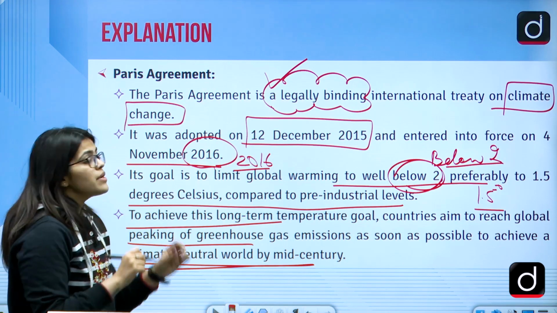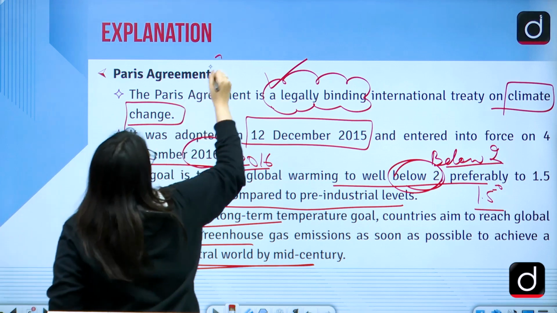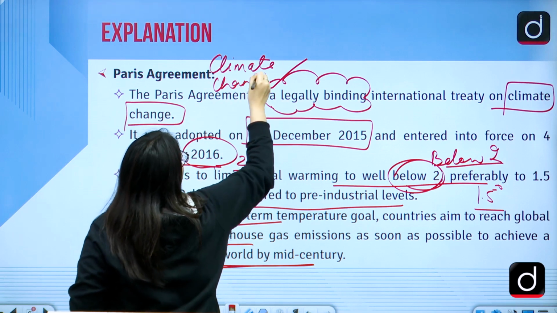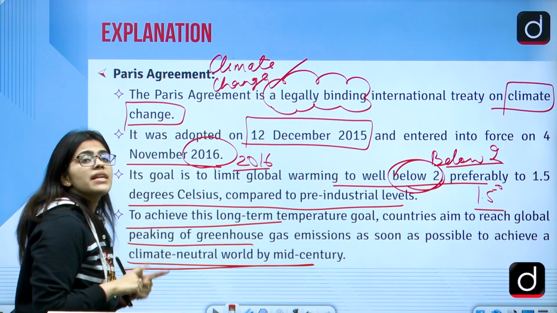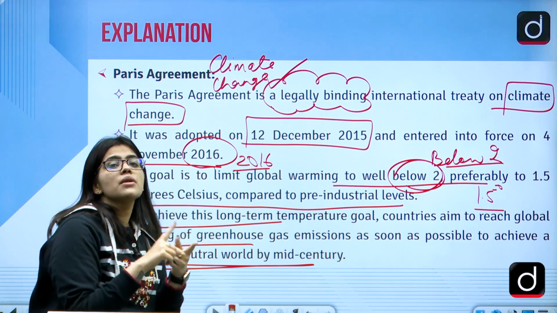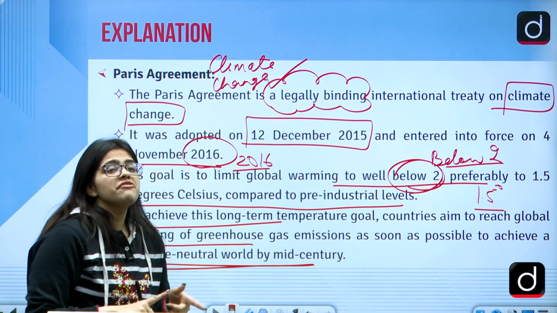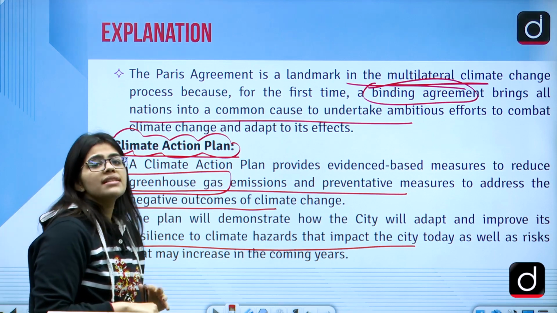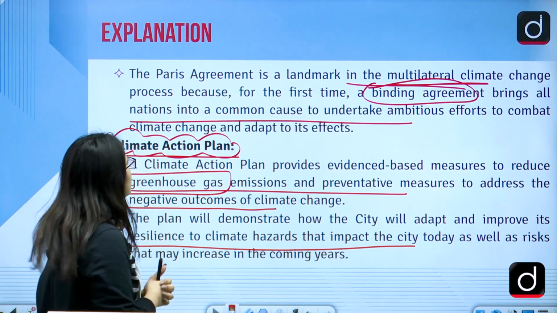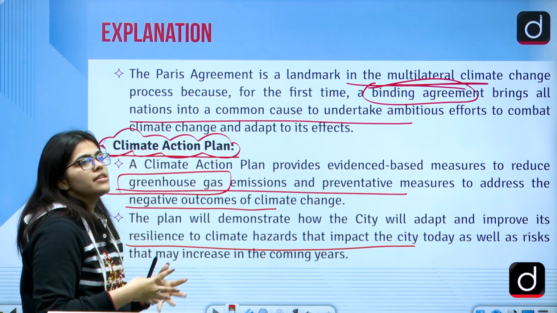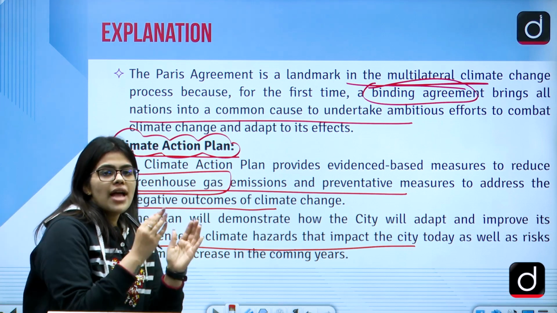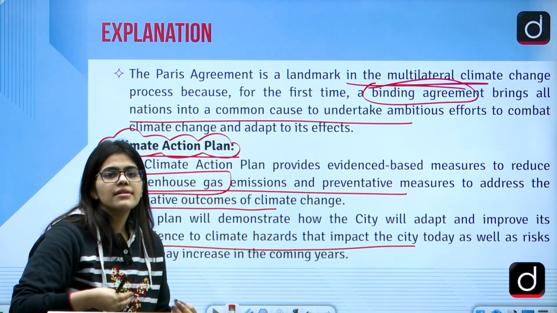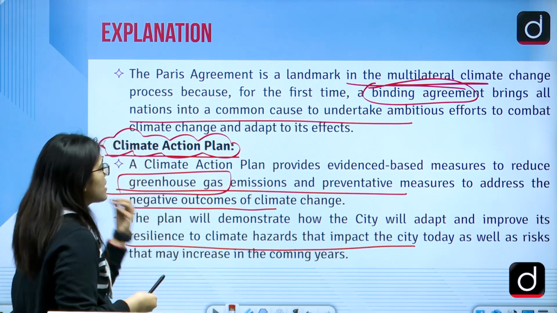In the Paris Agreement, we are talking about climate change, and we are talking about the temperature. And what should be the temperature? The temperature should be below 2 degrees Celsius and preferably 1.5 degrees Celsius. So the US and USA were doing good, but India was not doing that good. India and other countries also have their own nationally determined contributions, and they came up with the commitment that we will protect the environment. Then we have the climate action plan.